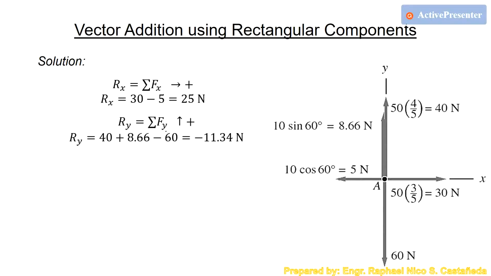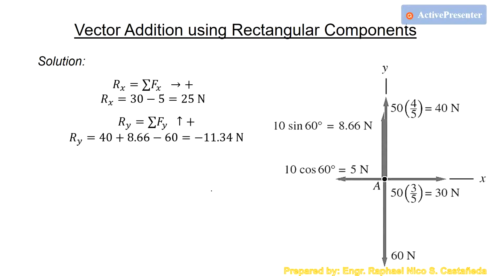For Ry, we have two forces upward and one force downward. So that is positive 40 and 8.66, which are going upward, and negative 60, which is going downward. So we will get a value of negative 11.34.